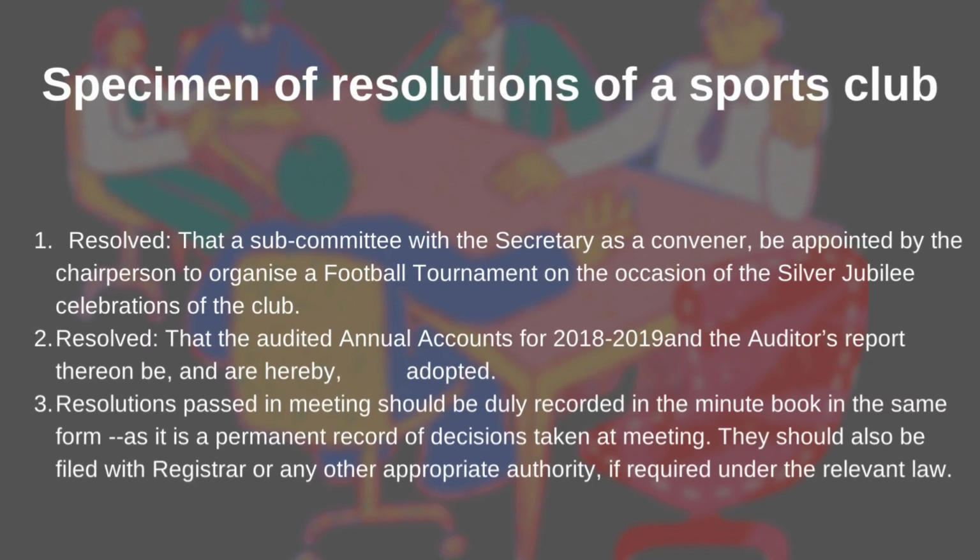So now I'll give you some specimen resolutions of a sports club. Resolved that a subcommittee with the secretary as convener be appointed by the chairperson to organize a football tournament and so on. Resolved that the audited annual accounts for 2018-2019 and the auditor's report thereon be and are hereby adopted. Now, the resolutions passed in the meeting should be duly recorded in the minute book in the same form, as it is a permanent record of decisions taken at the meeting. They can be filed with the registrar or any other appropriate authority if required under the relevant law. So I hope this is very clear, because this is very important.